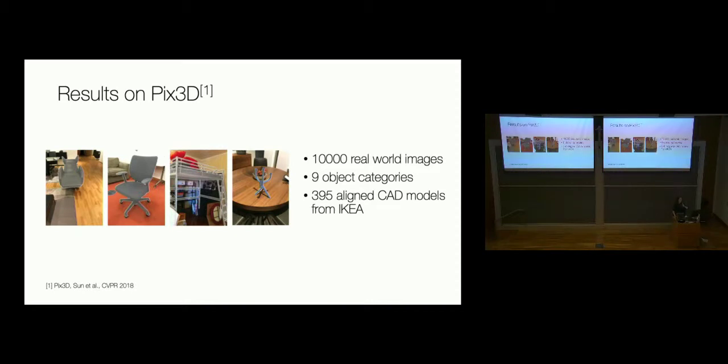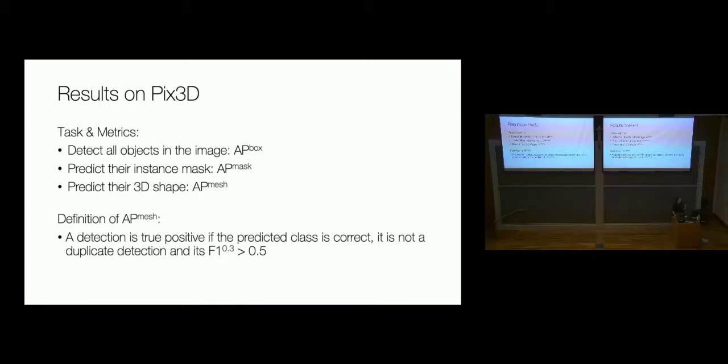Okay, so moving away from ShapeNet, we also show results on Pix3D, which is a very recent data set from MIT, which has 10,000 images, nine object categories, of about 400 aligned IKEA models. And why this data set is very nice is because it is actually real images of objects in real scenes with clutter, occlusion, so you have all these challenges that you have for 2D object detection. For this data set, we tackle the problem in the detection setting, which means that we have to measure true positives and false positives. We don't assume oracle detection. We have to detect the object, get its box, get its mask, get its shape. And thus, we have three metrics, AP box, AP mask, which are the same metrics that you have for your standard COCO tasks, plus an added AP for the mesh.